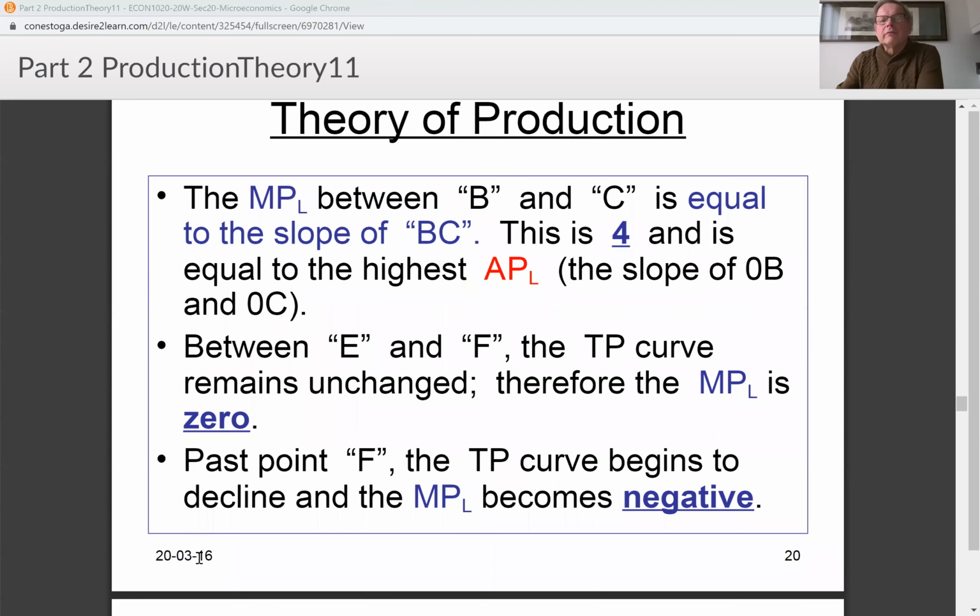The marginal product of labor between B and C is equal to the slope of BC. This is 4 and is equal to the highest APL, the slope of 0B and 0C. Between E and F, the total product curve remains unchanged. Therefore, the marginal product is 0. Past point F, the total product curve begins to decline and the marginal product of labor becomes negative.